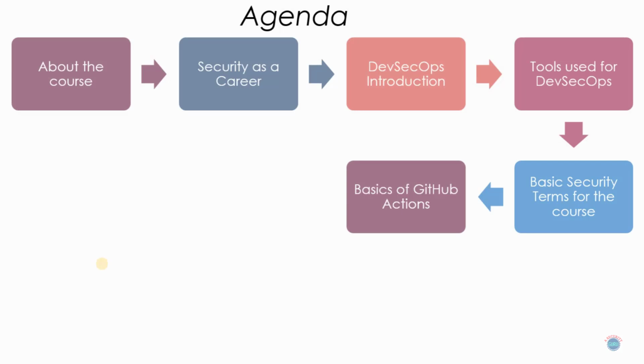Next, we are going to learn about the GitHub Actions that we are going to implement in this course. Using GitHub Actions, we will implement the DevSecOps pipeline. So in order to do that, we need to learn the basics of GitHub Actions.